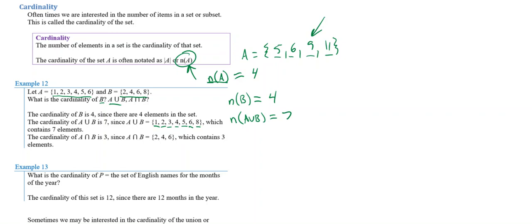Okay, the cardinality of A intersection B. Well, intersection is where they cross. The intersection would just be those numbers. So you'd say the number of elements in A intersection B is just equal to 3.